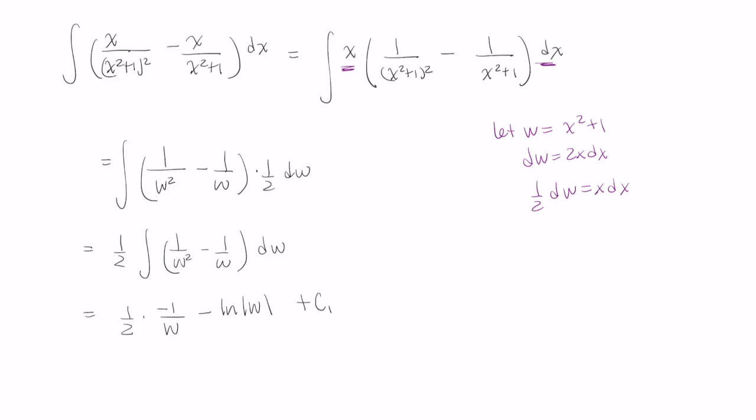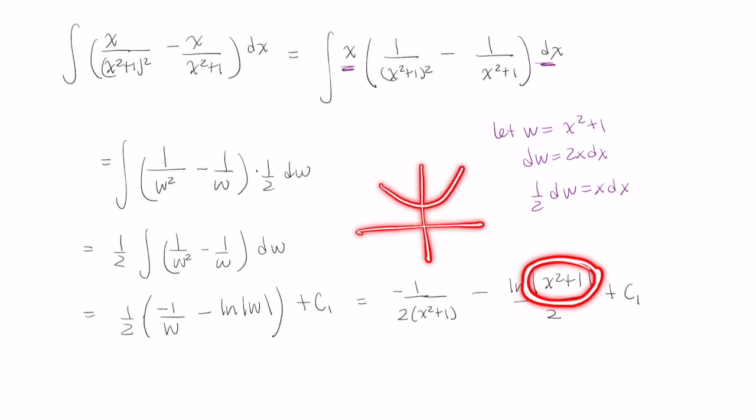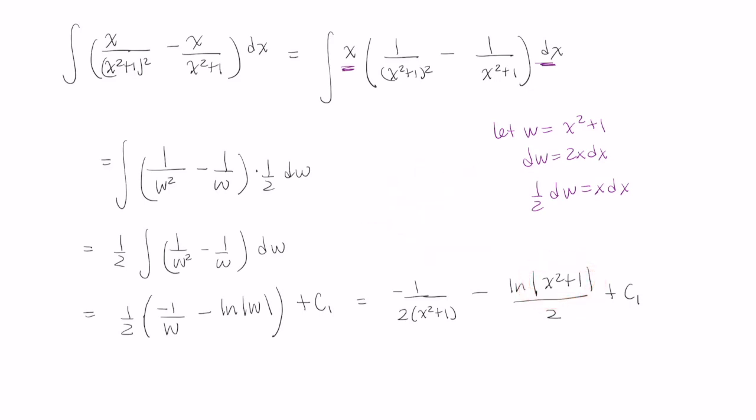And then before I back substitute, let me fix my notation here. I actually need parentheses since this 1/2 applies to both of these integrals. So now back substituting, that is replacing each w I see with an x squared plus 1, I get negative 1 over 2(x squared plus 1) minus the natural log of (x squared plus 1) divided by 2, plus c1. And the last thing I'm going to do is replace these absolute values with parentheses. This expression, x squared plus 1, will always be greater than 0. It's this parabola here. So there's no need to have an absolute value there.